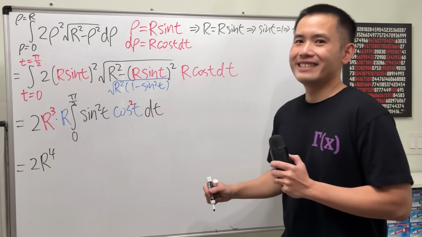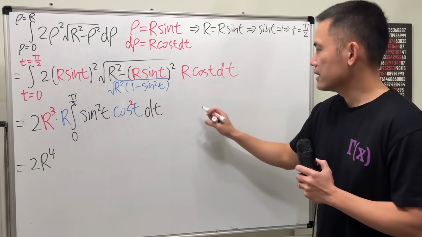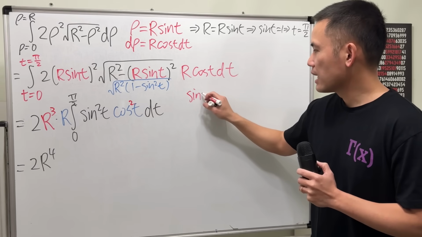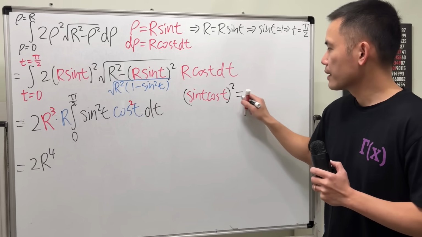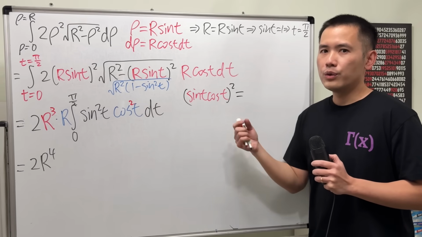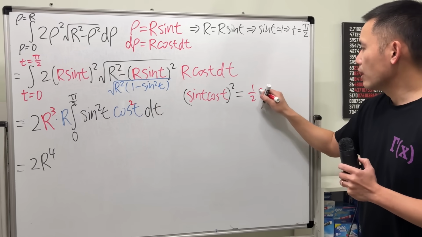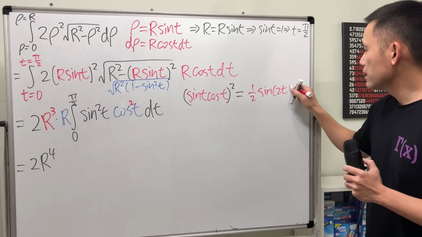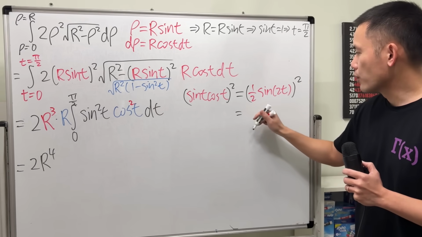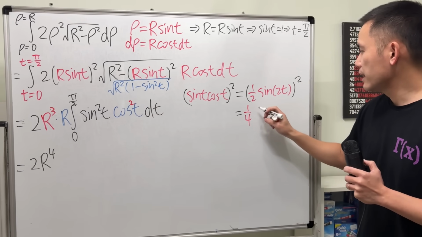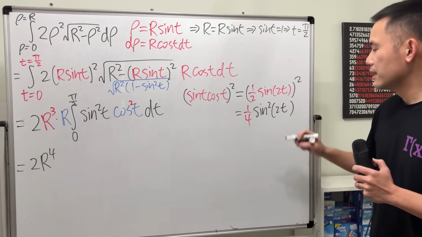How do we integrate this? We'll be using more trig identities. First, notice that this is the same as sine t cosine t, squared. And this right here, we can use the double angle identity for sine and rewrite it as 1/2 of sine of 2t. And then square that. And that will be, of course, 1/4 and then sine squared 2t.